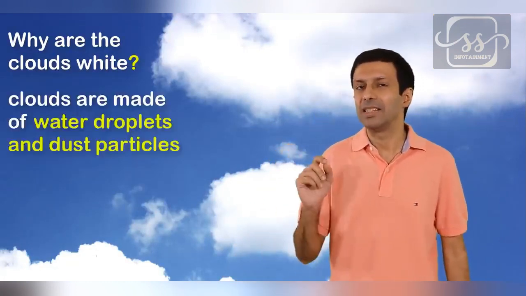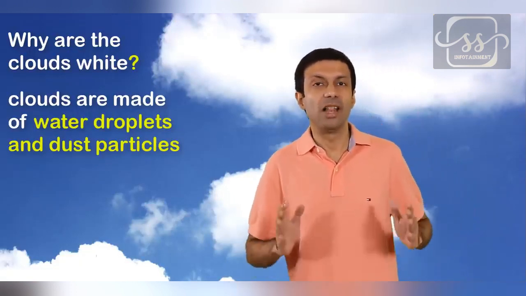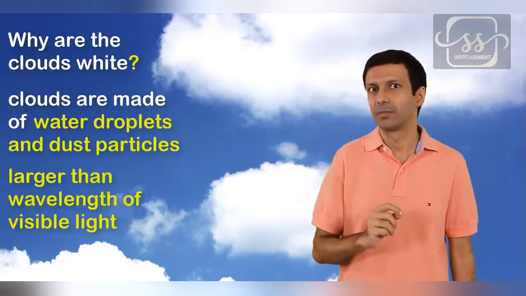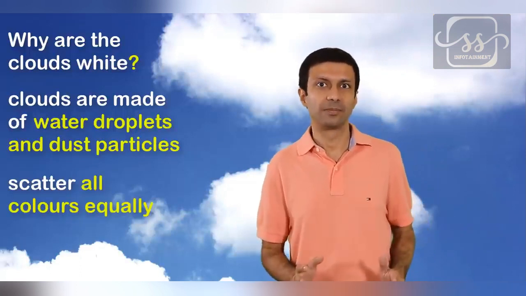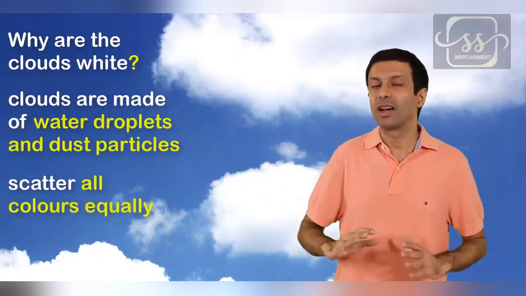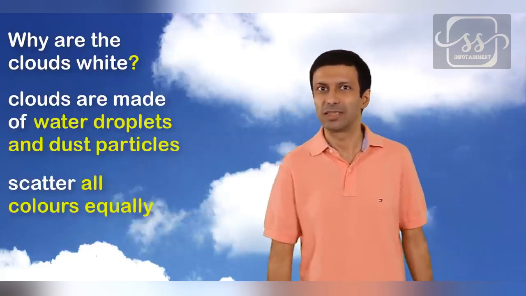We know that the sky is blue, but why are the clouds white? Think about what the clouds are made up of. That's right, water droplets and dust particles. As we discussed, these particles are larger in size, larger than the wavelength of visible light. So these particles scatter all colors equally. So when the white light from the sun falls on the clouds, all the colors are scattered equally, and so the cloud appears white to us.